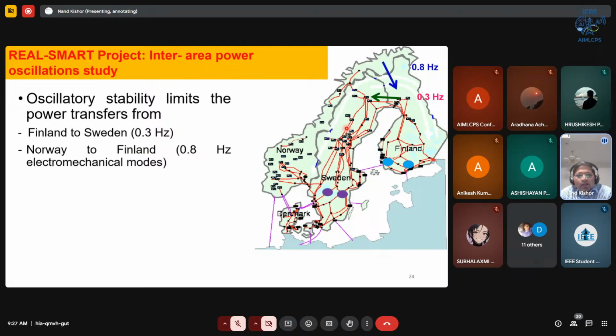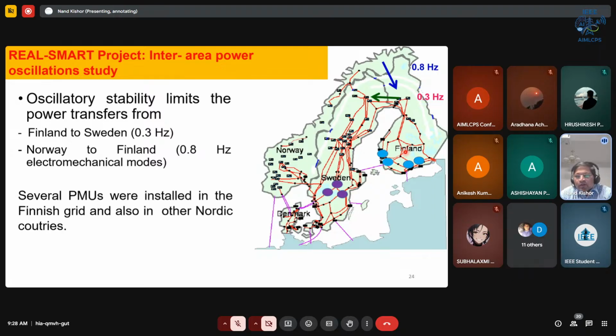Then there are some more oscillations, you can say from Norway to Finland, that correspond to 0.8 hertz here. Although there are some more inter-area oscillations, the main focus of my study was on the 0.3 hertz mode of oscillations, wherein you have the oscillation between the generators installed in the south of Finland and south of Sweden.